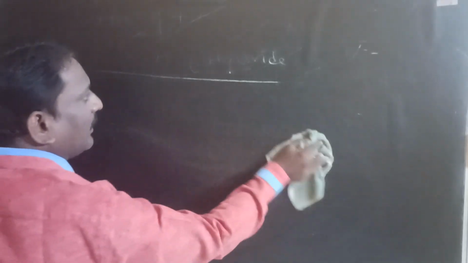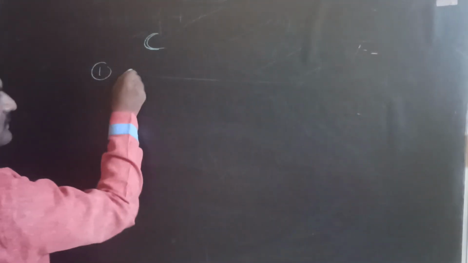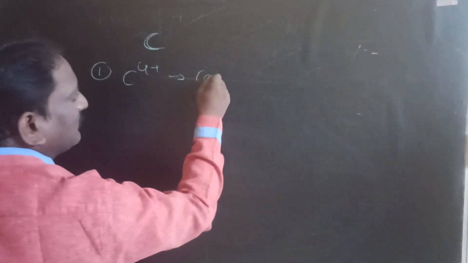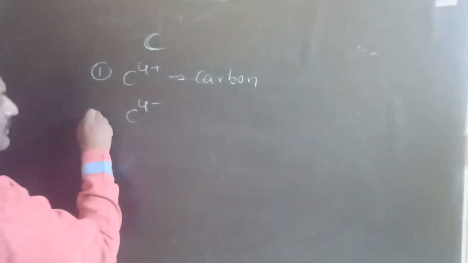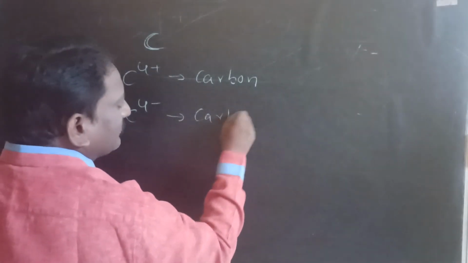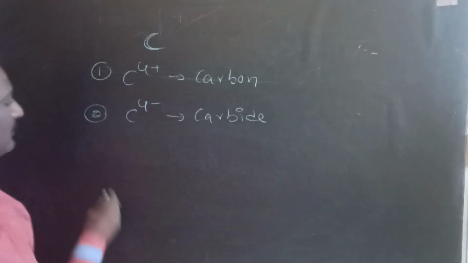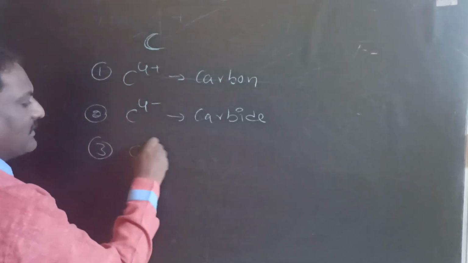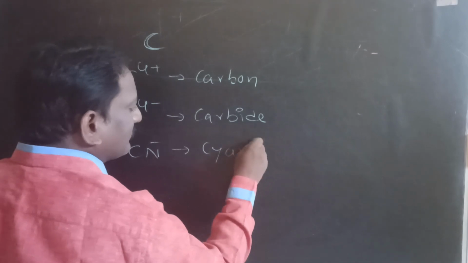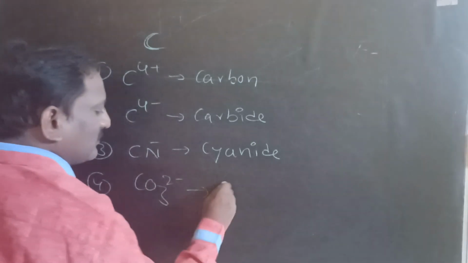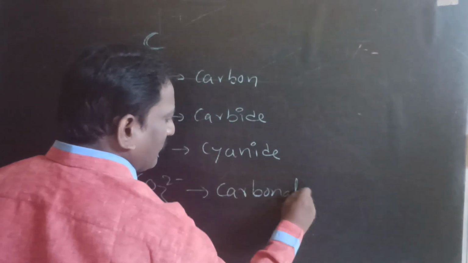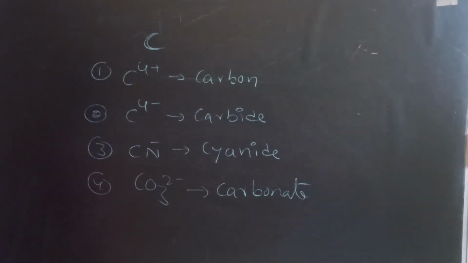Now I am going to write ions consisting of carbon. Carbon gives different kinds of ions. Carbon gives C4 plus ion. This is called carbon ion. C4 minus, this one is carbide ion. CN minus, that is called cyanide ion. CO3 2 minus, carbonate ion.